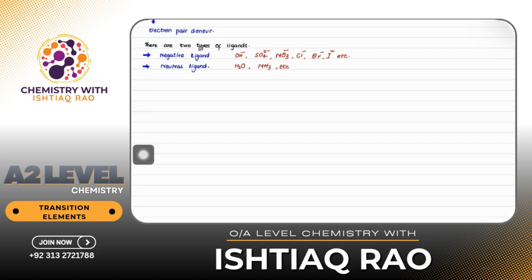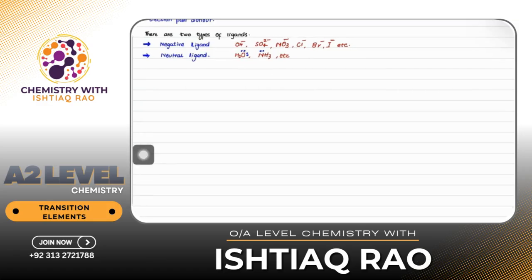Since ammonia doesn't have a charge, but it acts as a ligand, it has a lone pair of electrons. Since water has no charge, it has a lone pair of electrons. It can act as a ligand. Water has two lone pair of electron, and ammonia has one lone pair of electron. Okay.